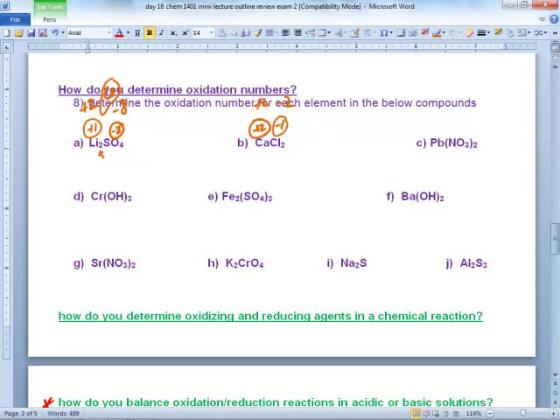How about the next compound, this one, C? What would you do first? Okay, O is -2. That works. Always works. Keep going. Pb is +2. Good. We're not breaking it up into its ions. We're going to do the whole thing together. So keep going.